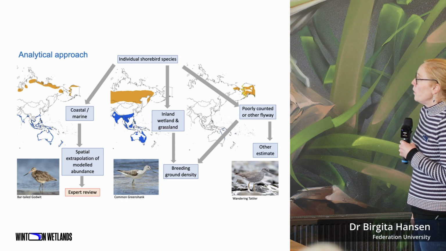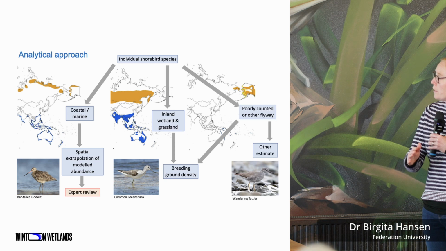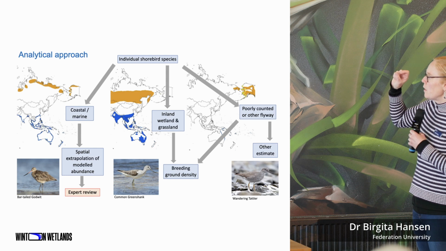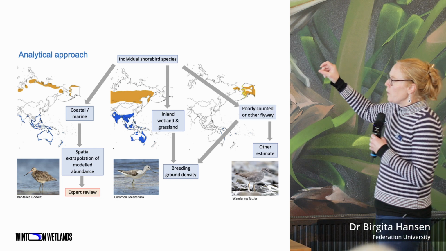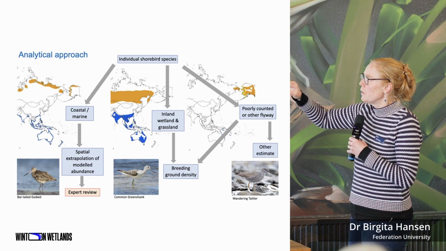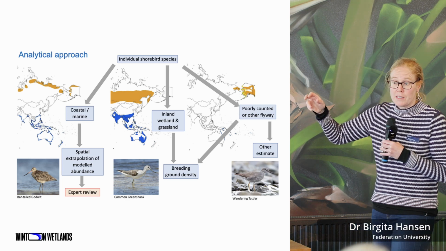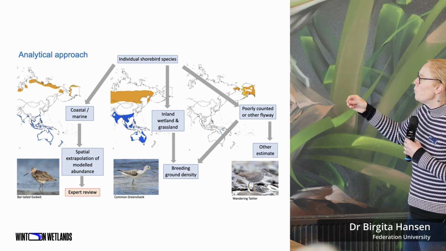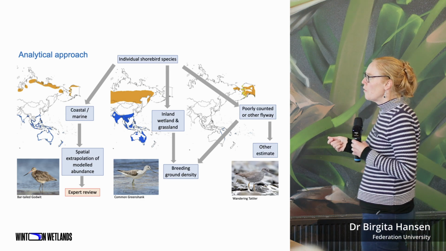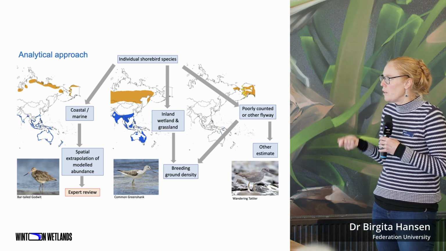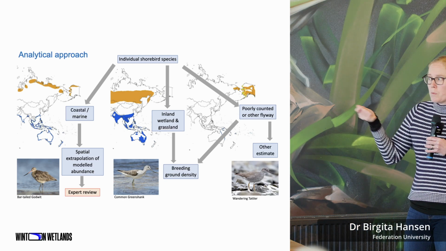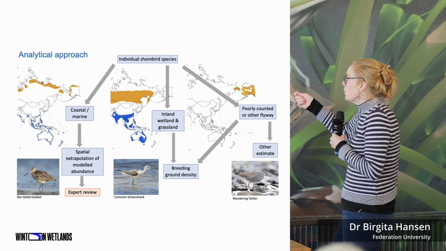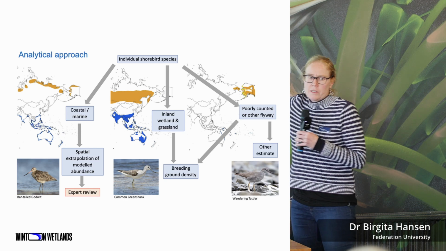So what did we do? We basically categorised species into major groupings. So we had those species that are predominantly coastal and marine, and they're the ones that are picked up the best in the surveys. We had those that are inland, wetland and grassland species, so they're not often picked up very well in coastal surveys, and they're using these, well in Australia, these boom and bust habitats, but also elsewhere in the flyway. And then we had a handful of species which are not well represented in this flyway at all.